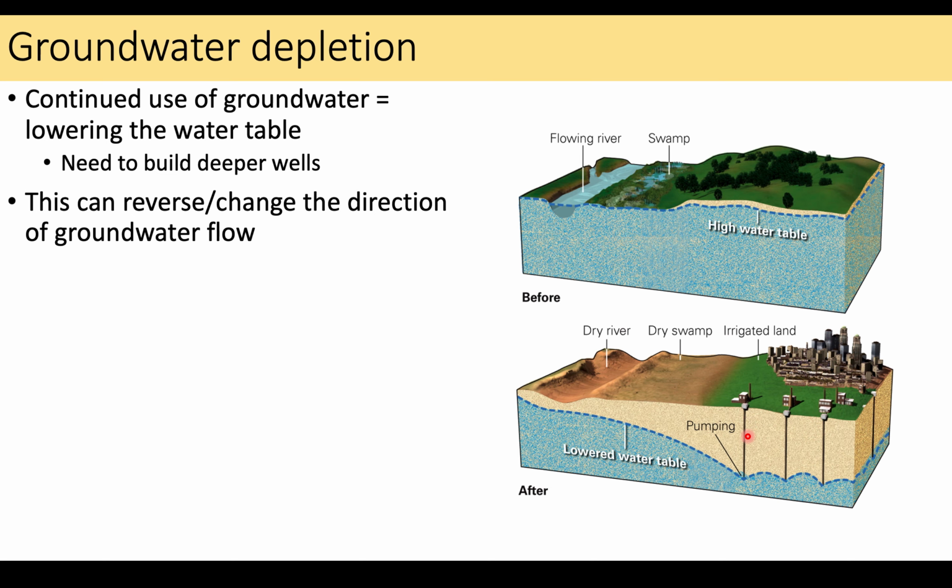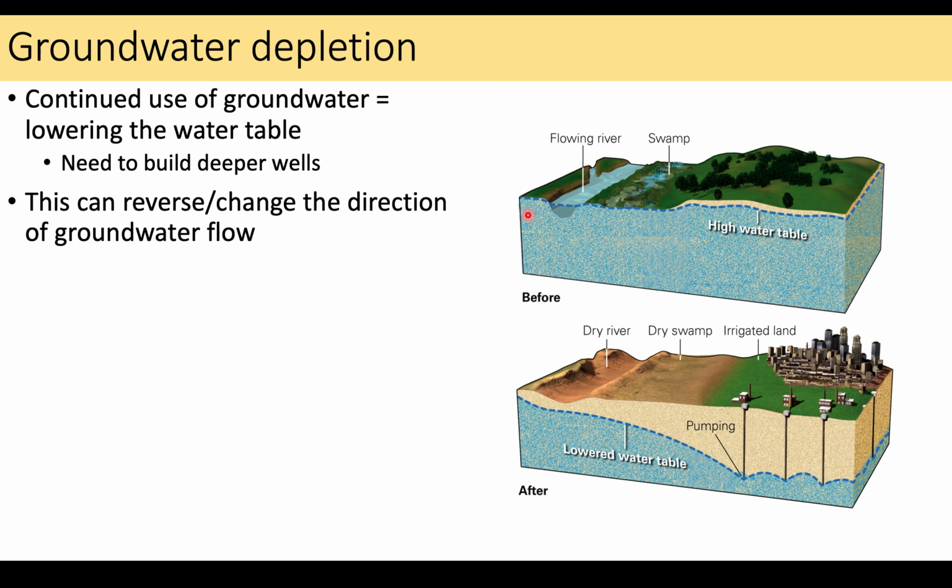That water table is going to lower and lower and lower, to the point where now this riverbed is dry, the swamp has totally dried up, there's much less grass, and these wells have almost run dry. So that water table is lowering to the point where it might actually dip beneath the length of the well. What that means is the wells are going to need to be dug deeper and deeper as use is continued. So this can change a lot about the groundwater flow.